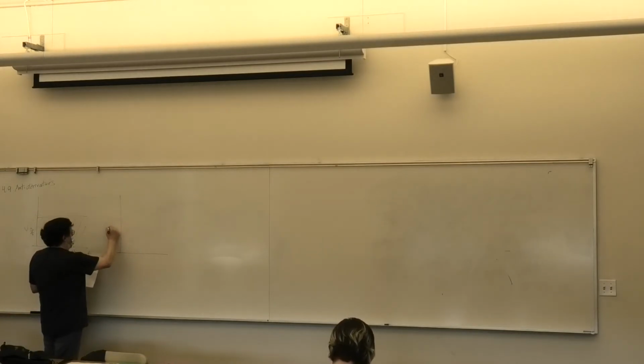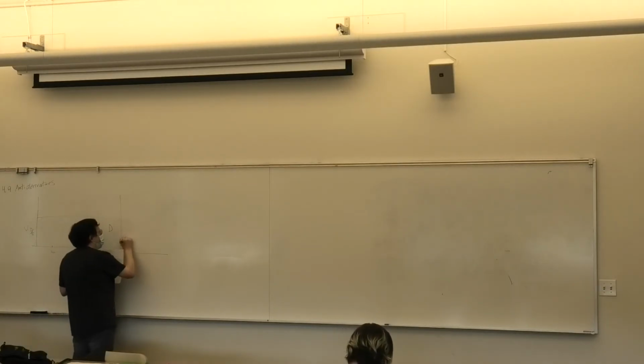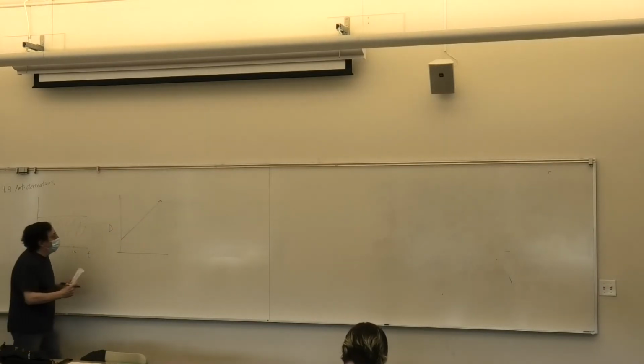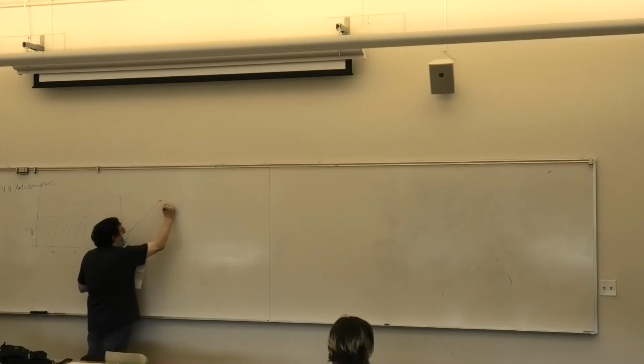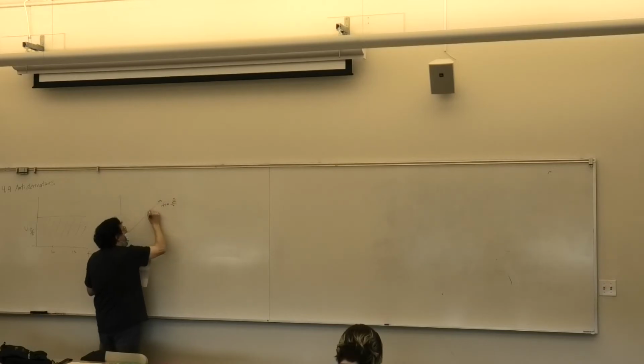If we look at the distance graph, now we also have a straight line. This represents velocity, the slope of this now represents the velocity, distance over time, right?